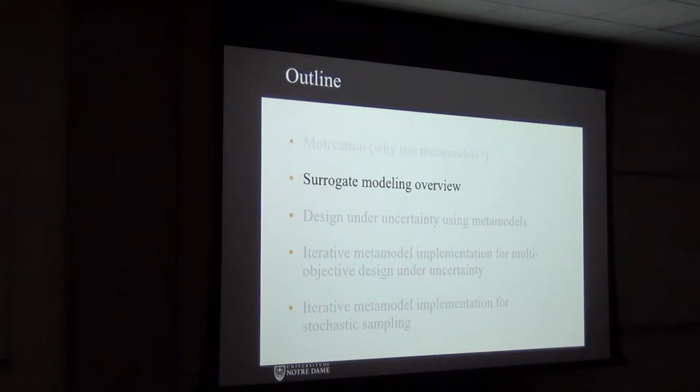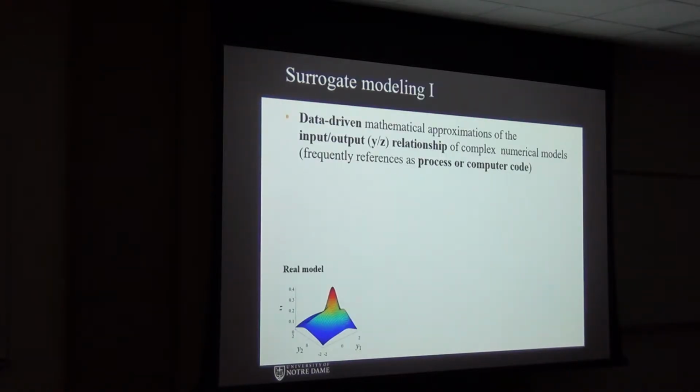In this presentation, I'm going to take a different route, and this is going to be surrogate models. As we already discussed, surrogate models are data-driven mathematical approximations of the input-output relationship. So Y is going to be my input, Z is going to be my output of a complex numerical model, typically referred to as the process numerical model. So how do we develop these data-driven models?